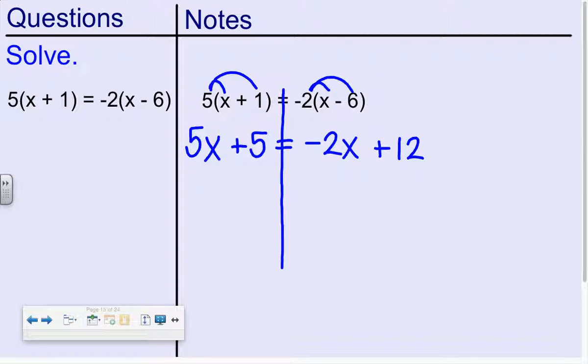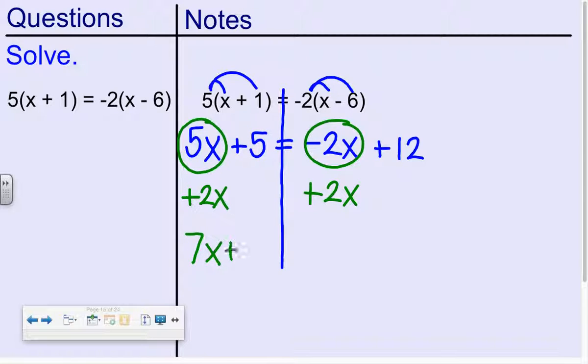So my variables on both sides this time are the positive 5x and the negative 2x. I could subtract 5x on both sides, or I could add 2x on both sides. I'm going to choose to add 2x. 5x and 2x make 7x.